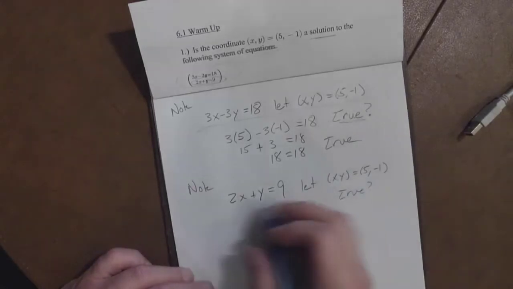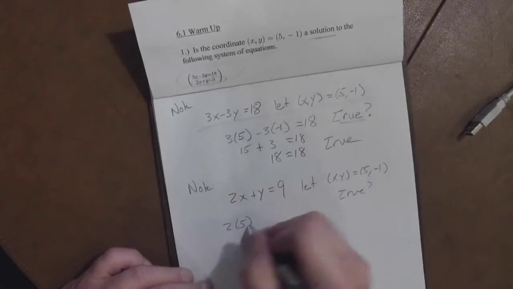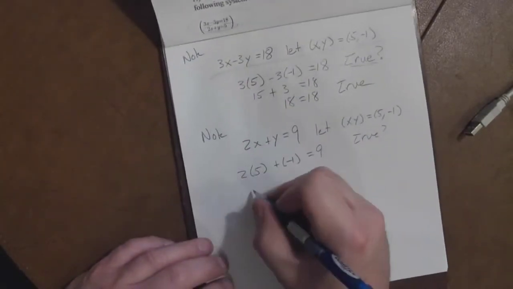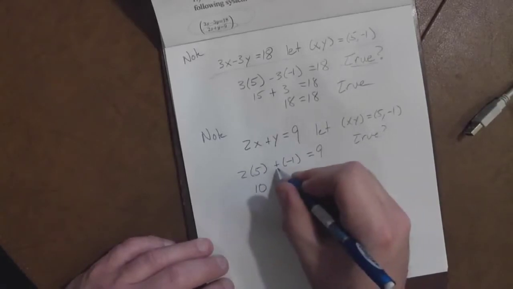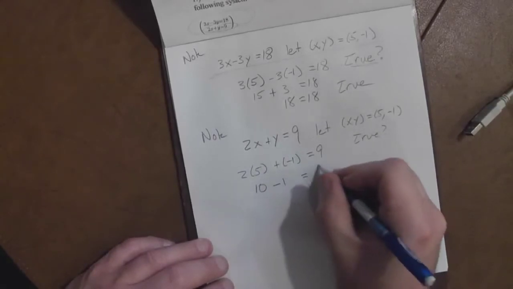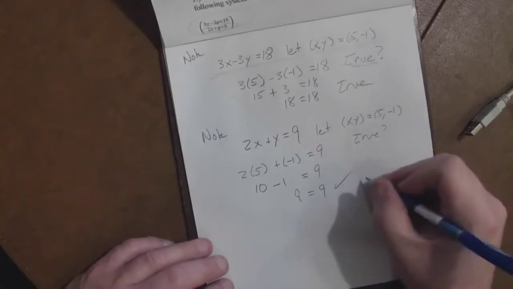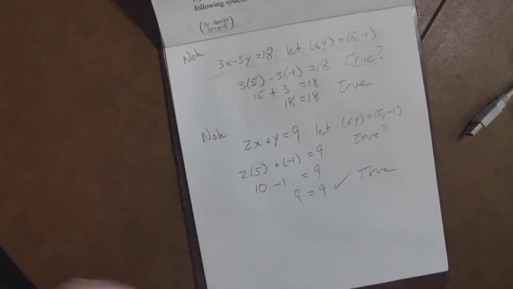Are we going to make a true equation here when I go 2 times 5 plus -1? Does that equal 9? Right? And it shouldn't take long to see, yeah, 2 times 5 is 10, plus a -1 is just -1. Does that equal 9? Well, it absolutely does again, right? Check. It is true, right?